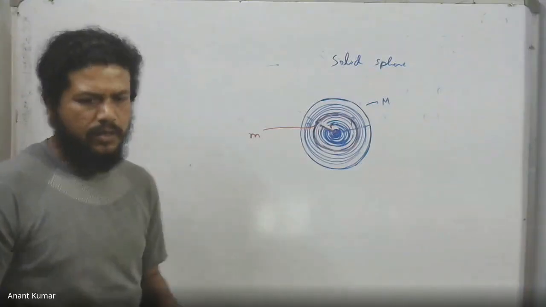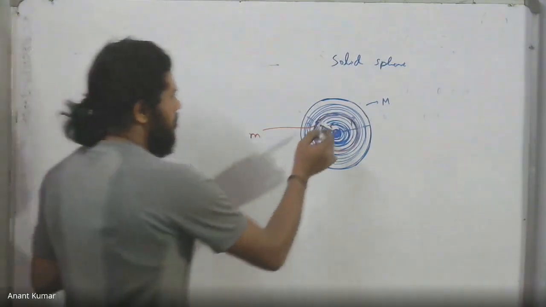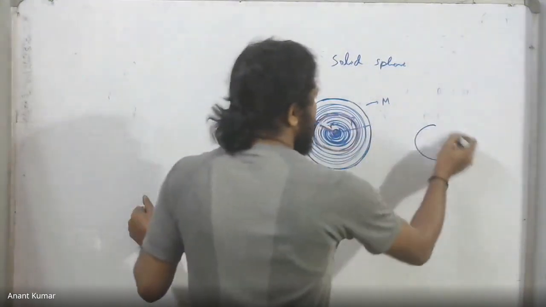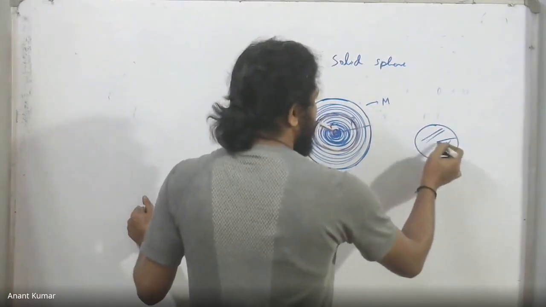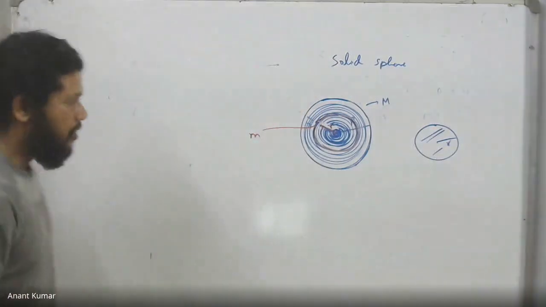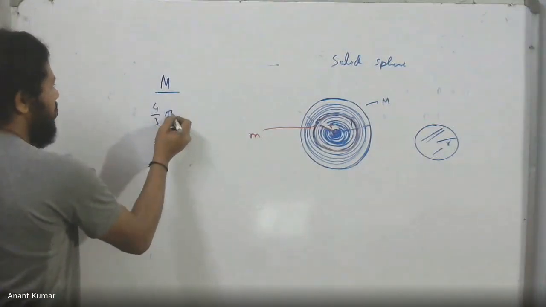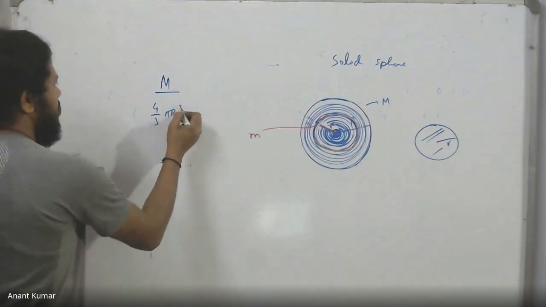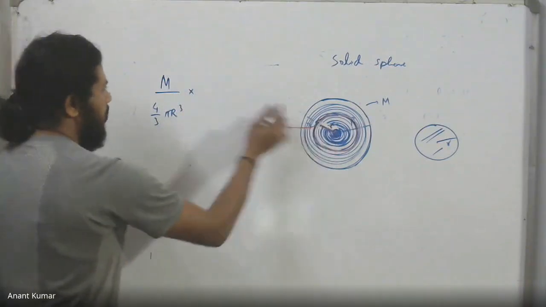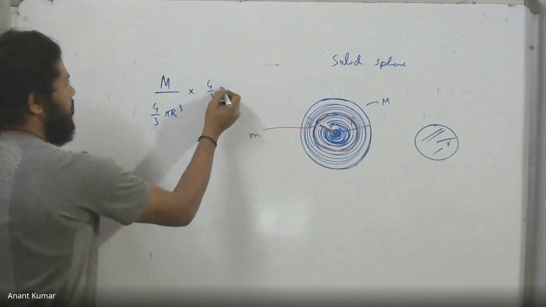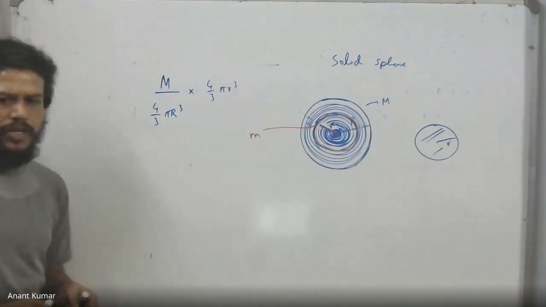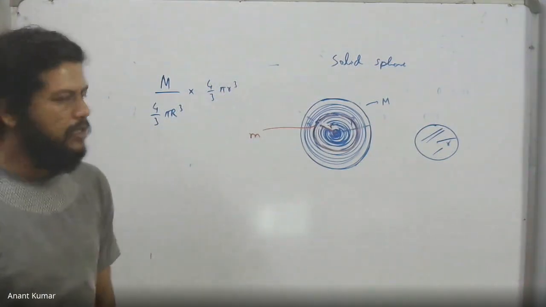Sir, is the answer big M into small r divided by capital R cube? Yes. So in this case, I can consider the mass of this smaller sphere of radius small r. That mass will be concentrated at the center. If I look at the density of the original sphere, it becomes M by 4/3 pi R cube. Multiply that with the volume of this sphere, 4/3 pi small r cube. That is the mass which has to be concentrated right at the center of the sphere.